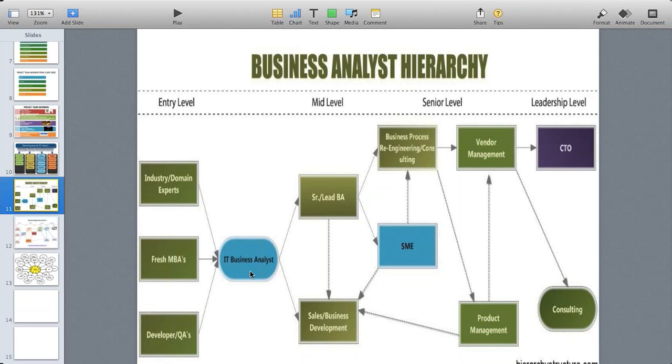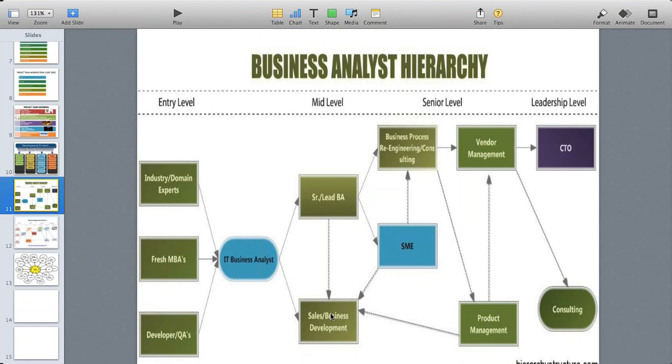And once you become a business analyst, you can become a senior lead business analyst, and from there a project manager, program manager, PMO, vice president, and so on. Or else you can work as an SME. If you don't want to work in the IT industry, you can work as an SME with the client. The SME is the one who gives requirements to you, right?